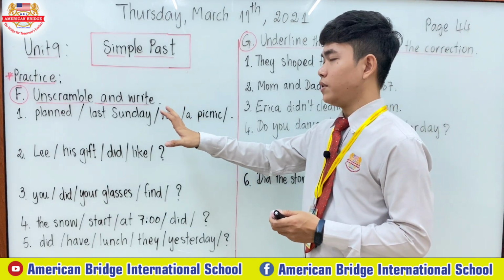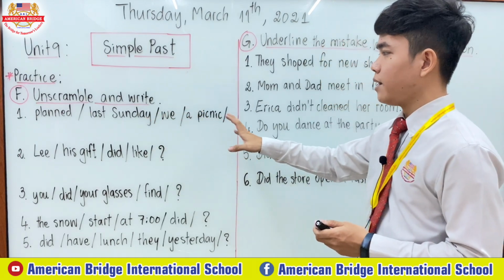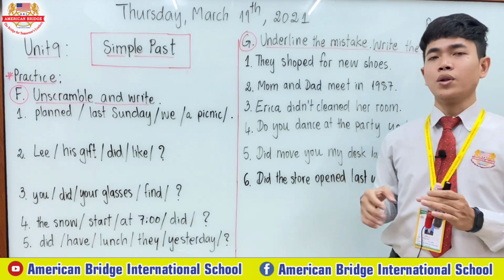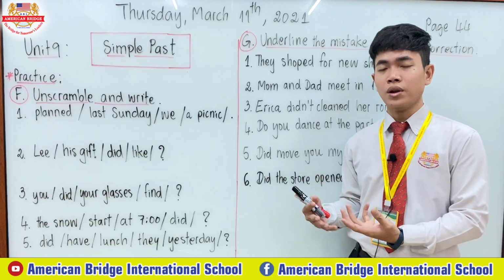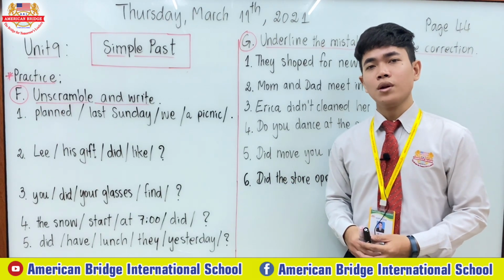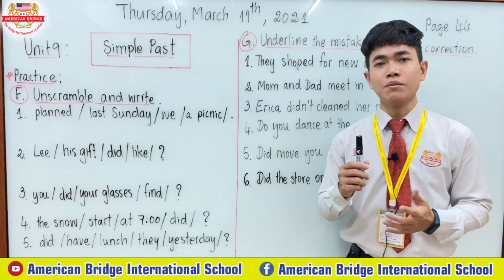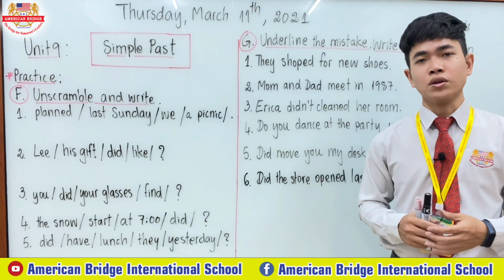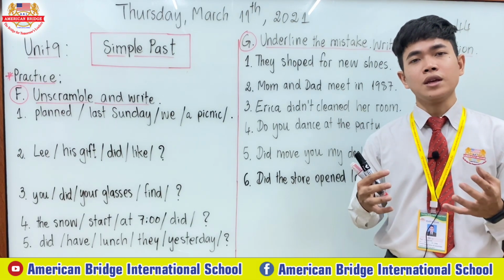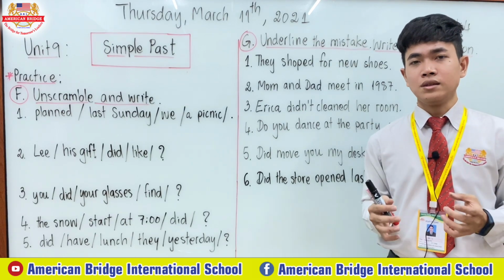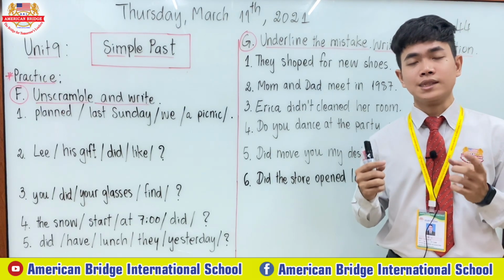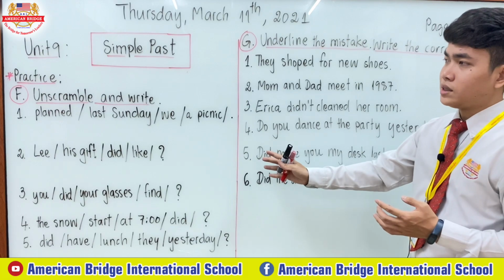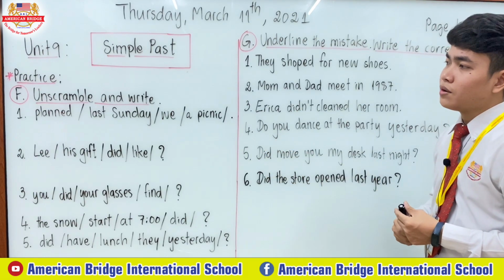The first one, we have the words planned, last Sunday, we, and a picnic. Okay, to do this kind of unscramble exercise, you need to make sure that you find the subject, the verb, and the object in the sentence. Because generally a sentence has 3 really important things, which are the subject, verb, and the object. Like in our exercise today, number 1, we have the word planned.